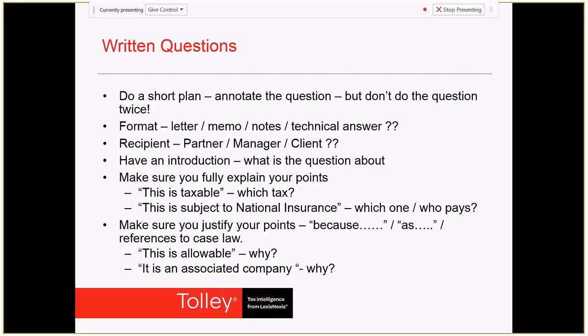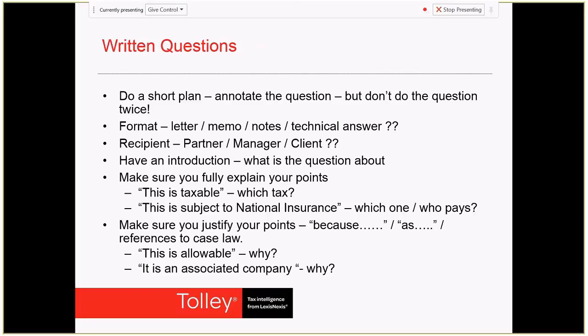Have this introduction. So set the scene, what's the problem, before you now get down into your answer. And be careful what you're saying. I know you'll say, oh, it's taxable. To which tax, yes? Taxable to which tax? Income tax, CGT? So just take it that little bit further to really spell it out.